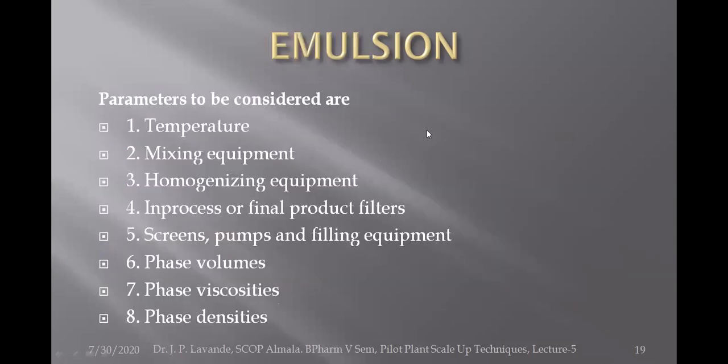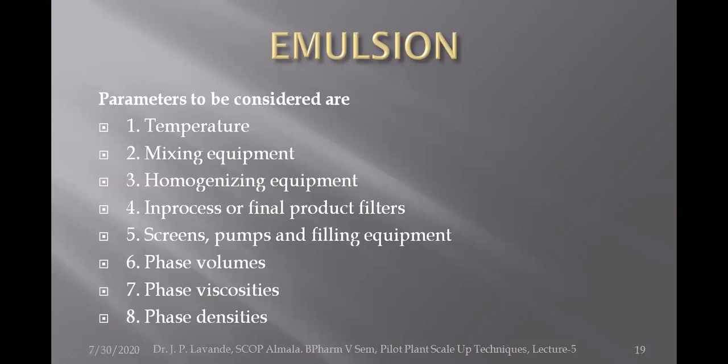When it is the emulsion, what parameters do we have to consider during the scale-up process? It is the temperature. Appropriate temperature is required because it will contain oils, and their stability may be affected if it is not properly maintained.